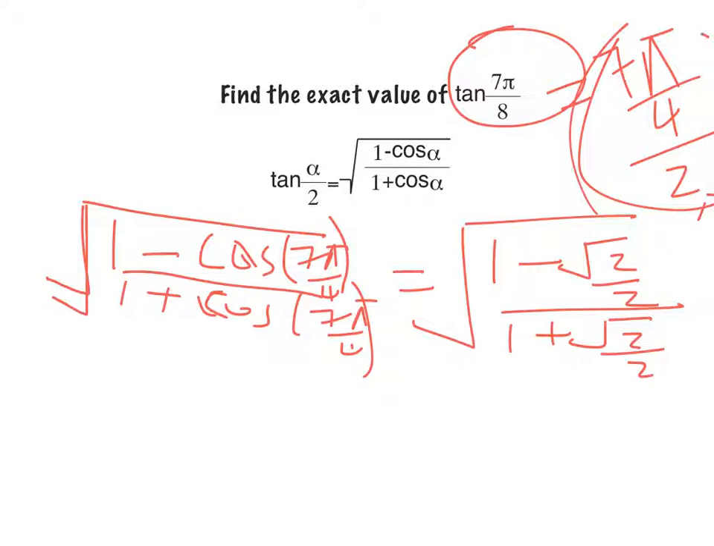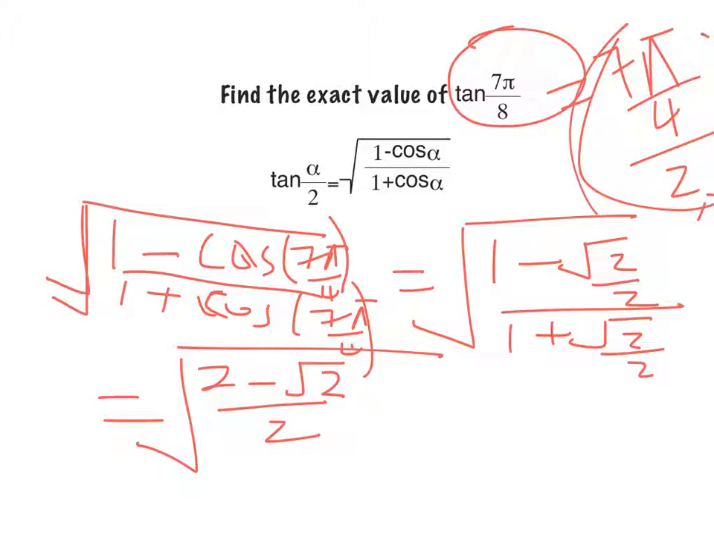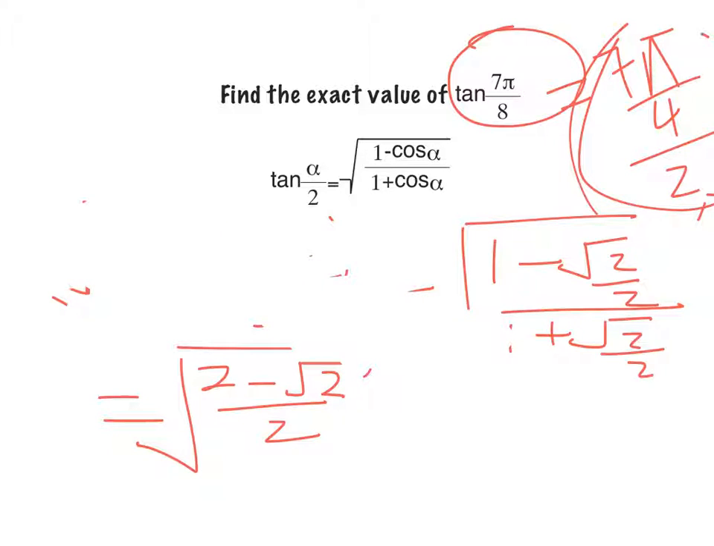Alright, simplifying this will give us 2 minus square root of 2, divided by 2. Let me just erase this so that we can have space. We will have 2 minus square root of 2 divided by 2, divided by 2 plus square root of 2 over 2.